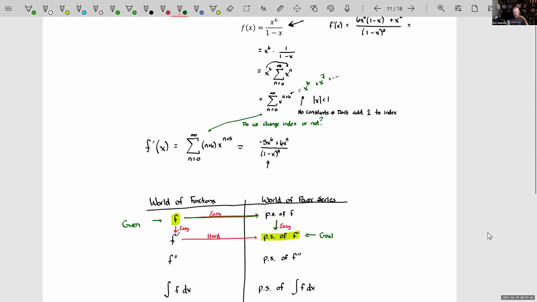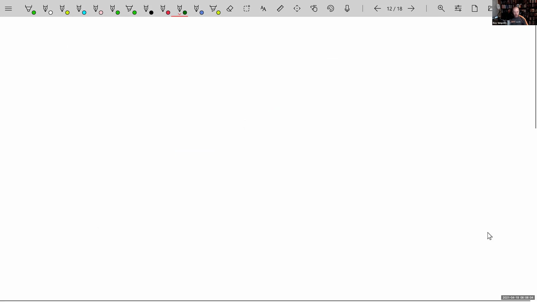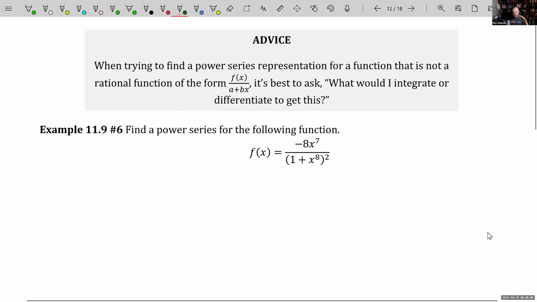We were very lucky in this case that somebody handed us the function and said, hey, just find f prime, the series expansion for f prime. But what if they don't do that? What if instead they give us a function and say, find the power series for this function, but they don't say find f prime or the integral or anything like that? So let me give you an example of what I'm talking about. And there's a little advice at the beginning.